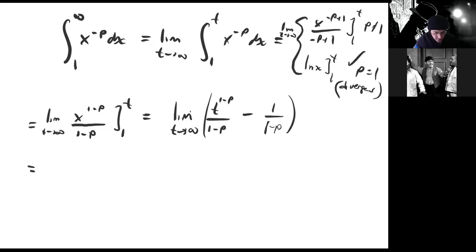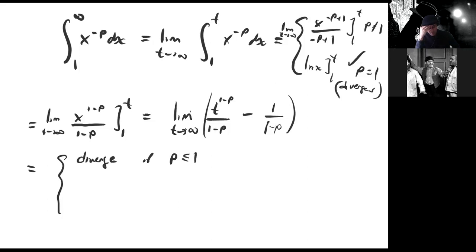Now, what is that? If the exponent of t is not negative, so if 1 minus p is not negative, that is, if p is less than or equal to 1, the numerator blows up when t gets big, because the exponent will be positive and not negative in that case. So this is going to diverge if p is less than or equal to 1. Okay, we know it, for p equals 1 it diverges. I'm including that case there.